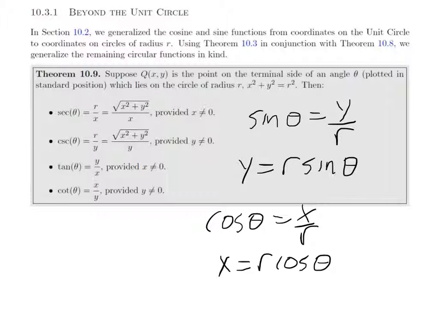Now in terms of the y over r, sine, secant is 1 over sine. So you would take sine and do the reciprocal, r over y. R is the square root of x squared plus y squared. That's just the Pythagorean theorem, essentially. Tangent is sine over cosine. If you did sine over cosine, the r's would cancel and you get y over x. And cotangent is the reciprocal of tangent, x over y.